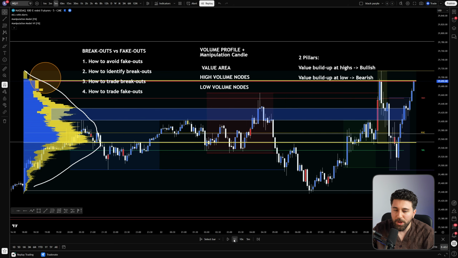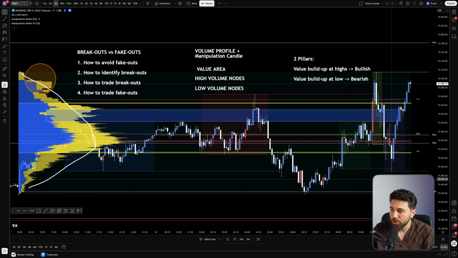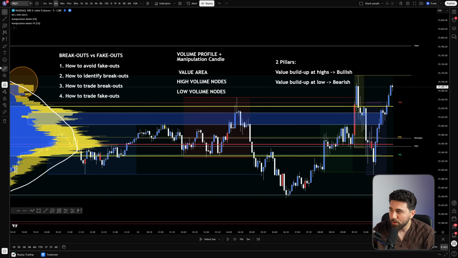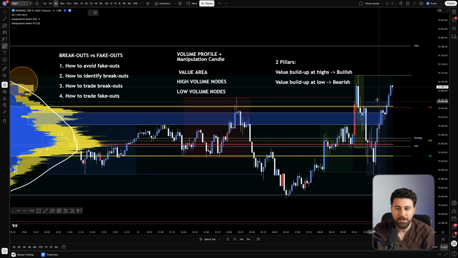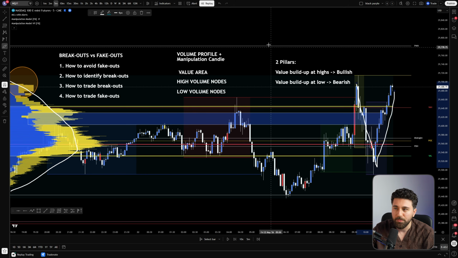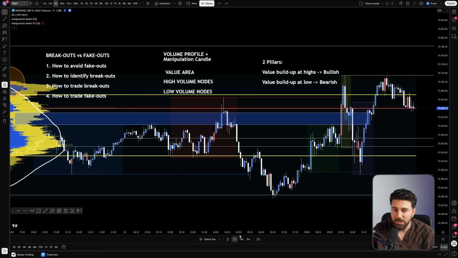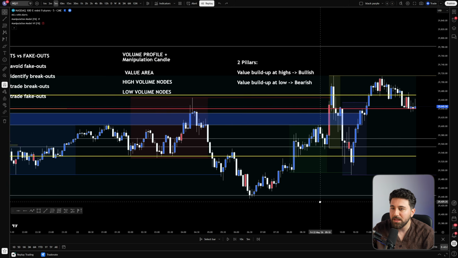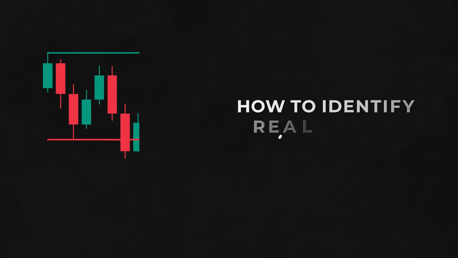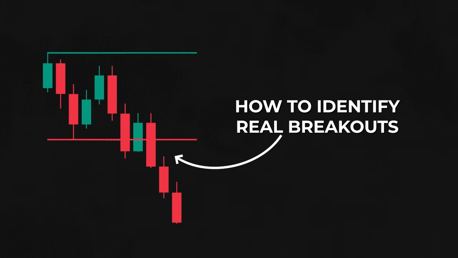We go all the way back into the range. And again, what did I tell you guys? If you're seeing the volume profile shape like this, like the letter D, you want to play ping pong. As you can see, nothing's really happening. Nothing is happening. And this is exactly how to avoid fakeouts. And now what I want to talk about is how to identify real breakouts.